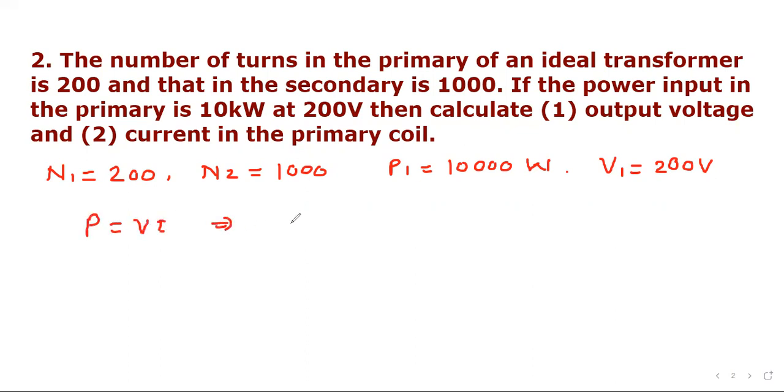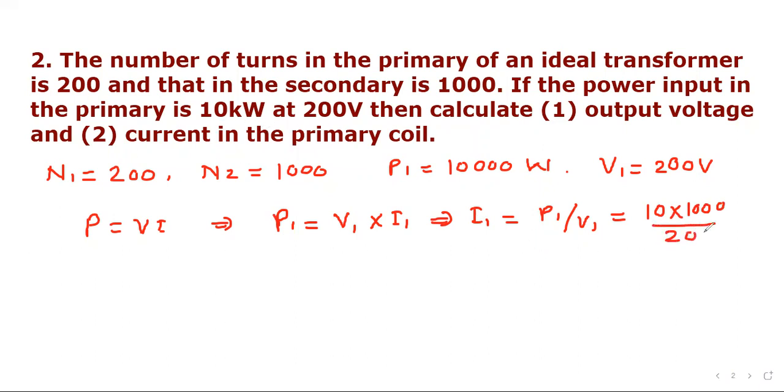So from here P1 equals V1 I1, so I1 equals P1 upon V1. P1 is given; our input power is 10 kilowatt divided by voltage 200. So we will cancel out and this will be 50 ampere.